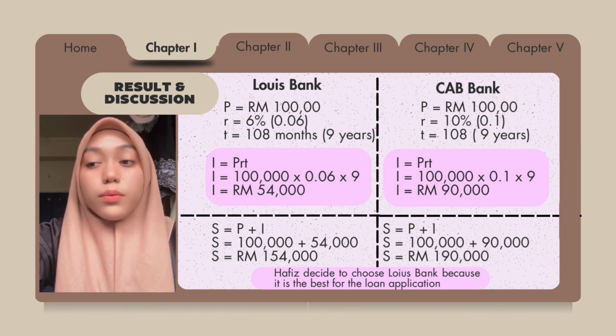S equals P plus I. S equals 100,000 plus 54,000. The total is 154,000 ringgit. Compare with CAB Bank.